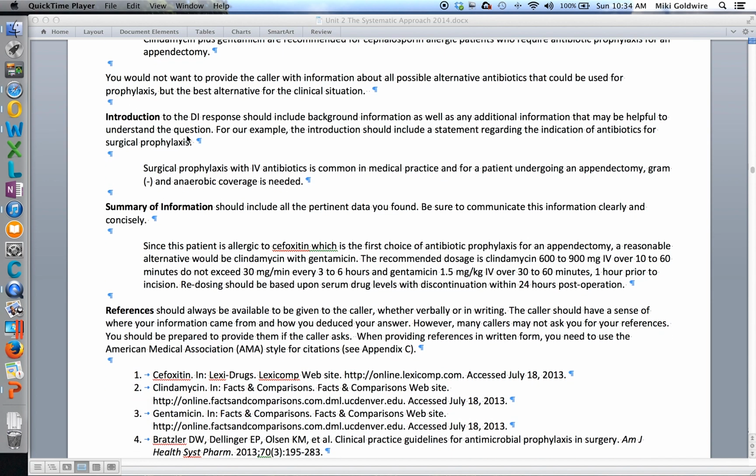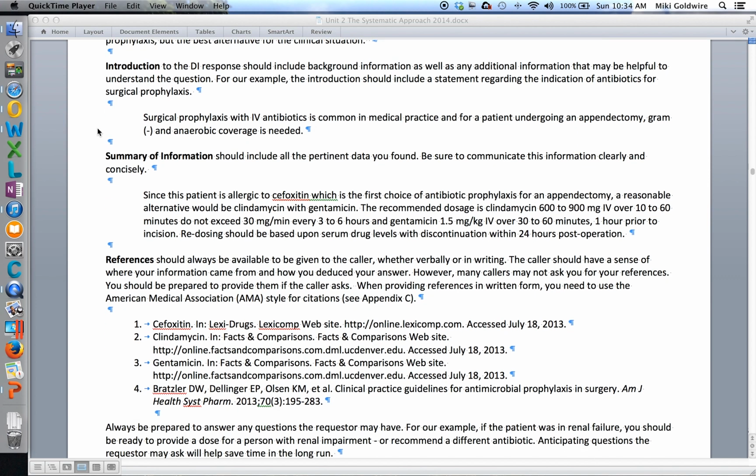An introduction should include some background information and any other additional information that may be helpful. So an applicable introduction could be surgical prophylaxis with IV antibiotics is common in medical practice, and for a patient undergoing an appendectomy, gram-negative and anaerobic coverage is needed. Summary of the information would include important data that you found. So an example would be, since this patient is allergic to cefoxitin, which is the first choice of antibiotic prophylaxis for an appendectomy, a reasonable alternative would be clindamycin plus gentamicin.